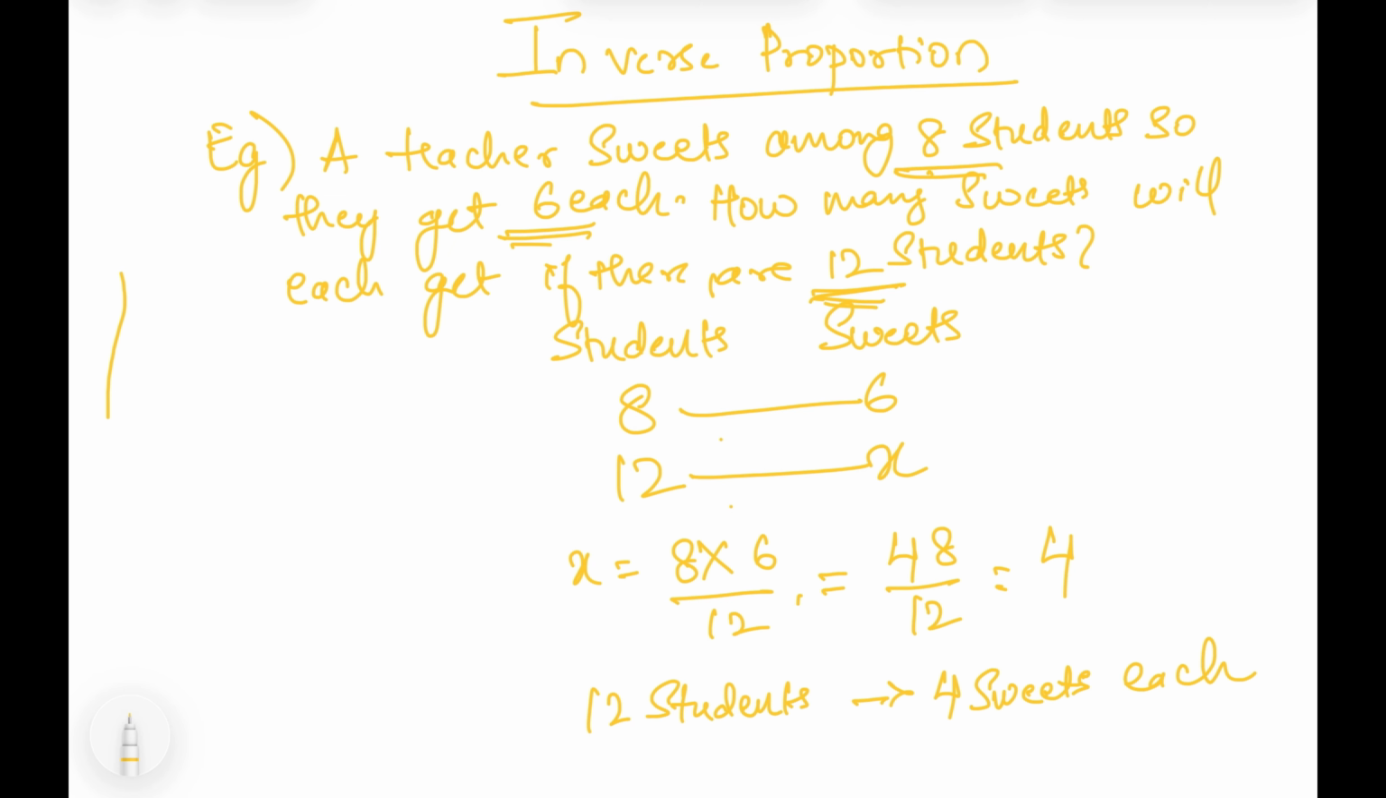So now you understood why this is inverse proportion. When there were 8 students, they were getting 6 sweets each. Now the number of students increased, so the number of sweets decreased. So this is what inverse means. When one quantity is increasing, the other quantity is decreasing. That is the reason we call it inverse proportion. It works inversely. The number of children is increasing, the number of sweets is reducing.